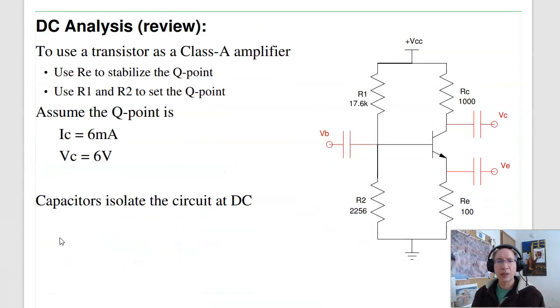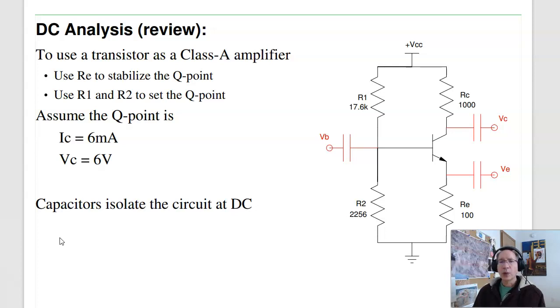Now, a little bit of review. Where we're at. In the previous lectures, we looked at creating this circuit. This is a transistor where I'm going to have RC convert the collector current into a voltage. RE is chosen to help you stabilize the Q point. R1 and R2 are chosen to set the Q point at VC equals 6 volts. IC is 6 milliamps.